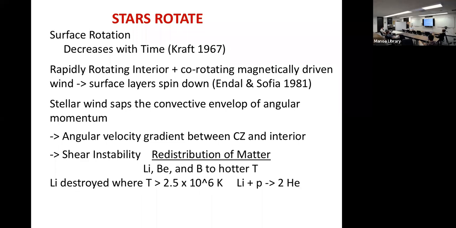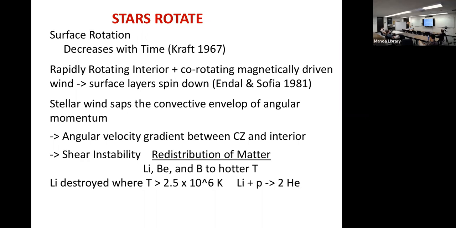Okay, there's surface rotation, and that declines with time. That was known by Kraft, big study in 1967. So we have a rapidly rotating interior of these stars, and that's connected with a co-rotating wind that's driven by magnetism. And so the surface layers then start to spin down. These are according to the prescription of Endal and Sofia.